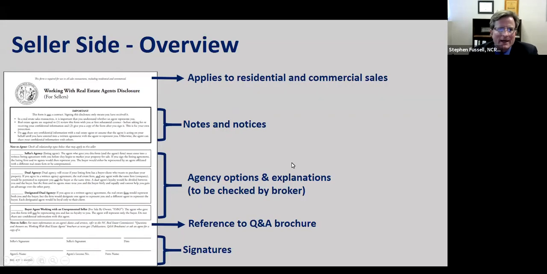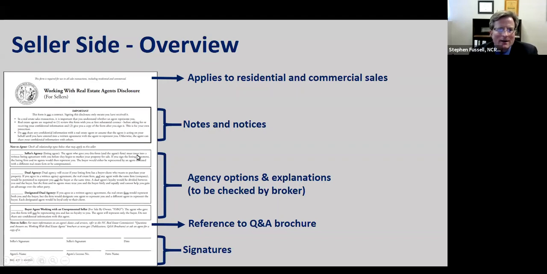So I wanted to sort of take an overview of the seller side of the form. You'll notice at the top of the form, there's a notice that says that this form is to be used in all commercial and residential sales transactions. So this is not just a residential form, it's for all residential and commercial sales transactions. This particular side of the form is for sellers. And below that is an important notes section that we'll cover in detail in a moment. And so we'll be coming back to that.